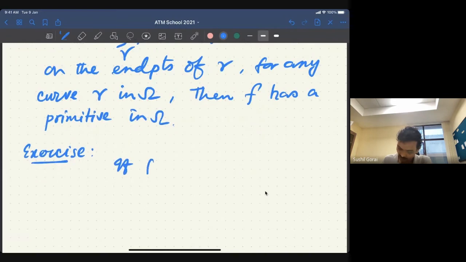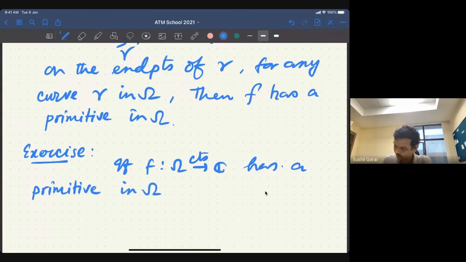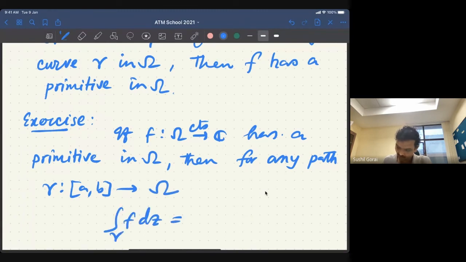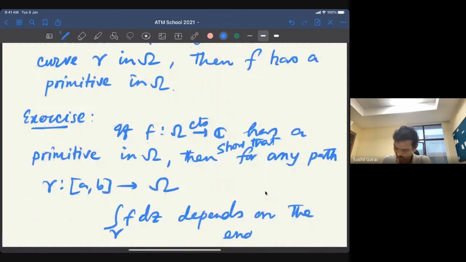So if f from omega to C is continuous and has a primitive in omega, then for any path gamma from a to b in omega, the integration over gamma of f dz depends only on the endpoints.